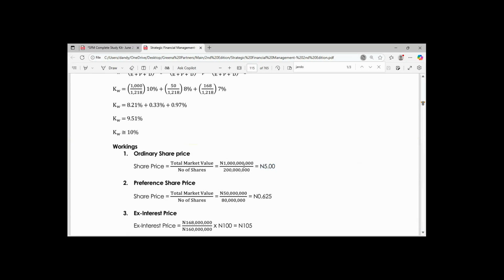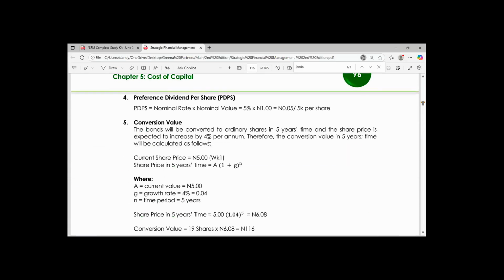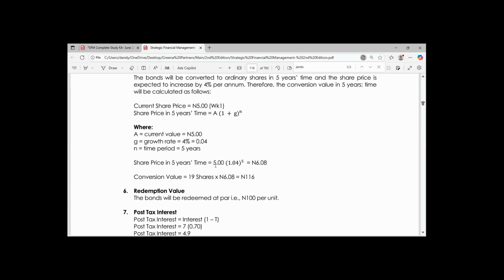So you are now told that in the next 5 years, this 5 naira share price will grow by 4%. Is it 4%? Yes, will grow by 4%. To calculate the growth, A will represent the cash flow. The cash flow in this case is 5 naira. G is the growth rate of 4%. N is 5 years. So when you put it in that formula, the share price in 5 years' time will be equal to 5 multiplied by 1.04 raised to power 5, and we got 6 naira 8 kobo.